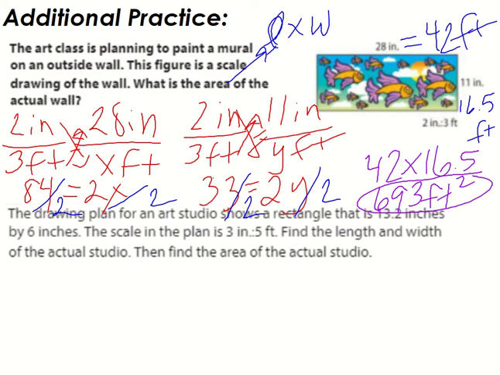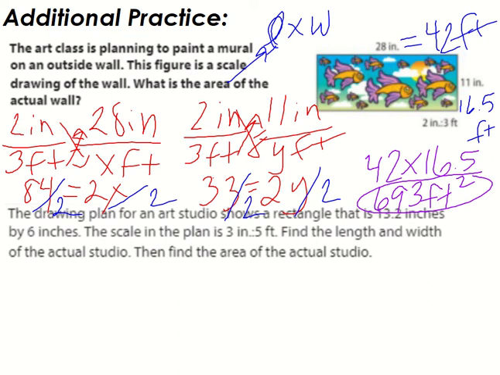So I want you to pause here and try setting up the two ratios and or proportions and solving for the length and the width. Once you do, push play, see how I did it and see if yours is comparable, and then maybe pause again and find the area and then push play.